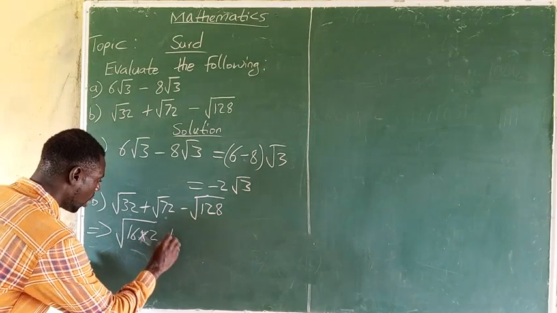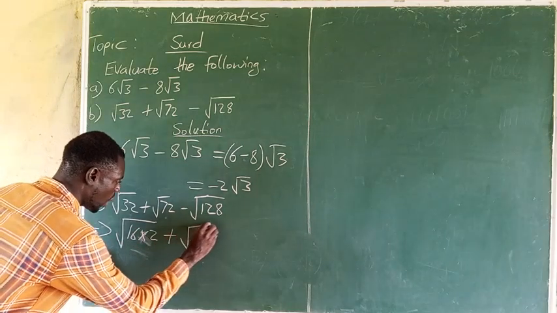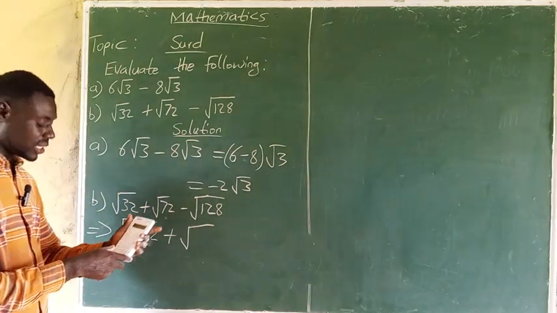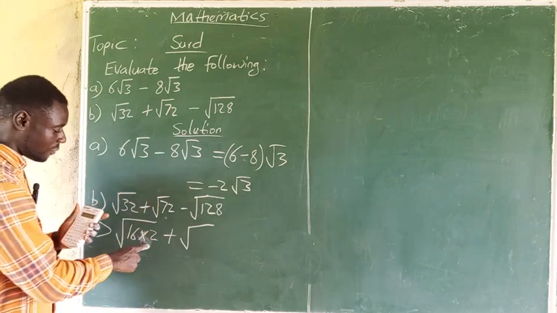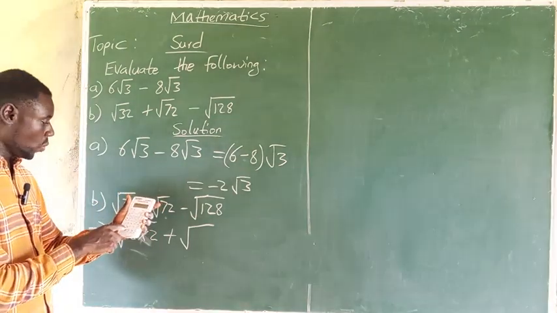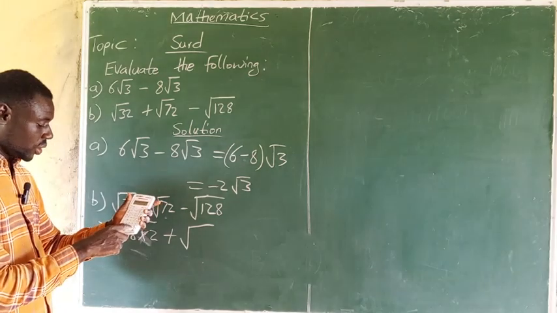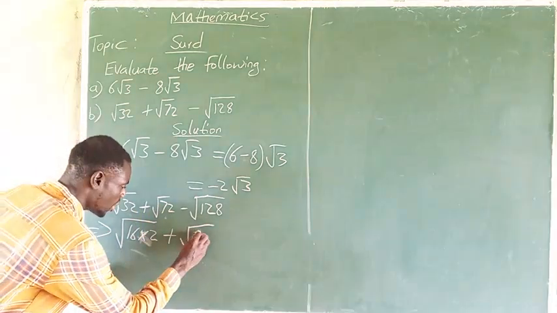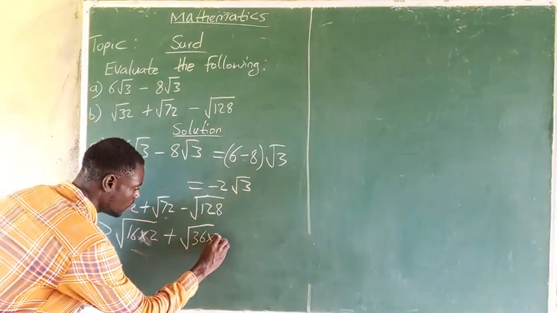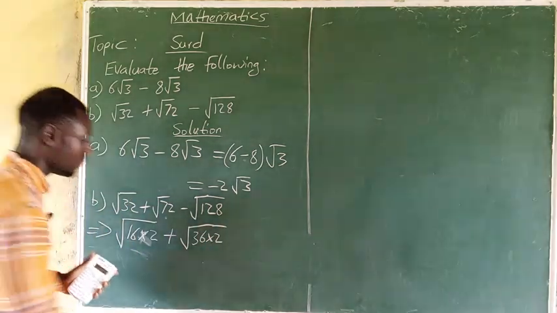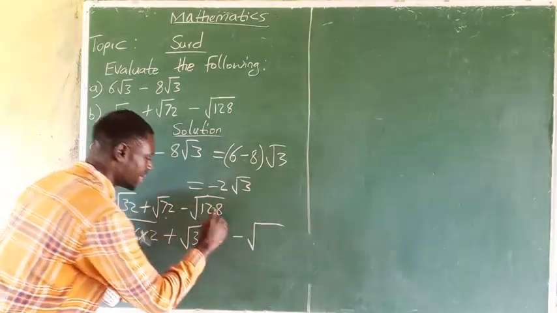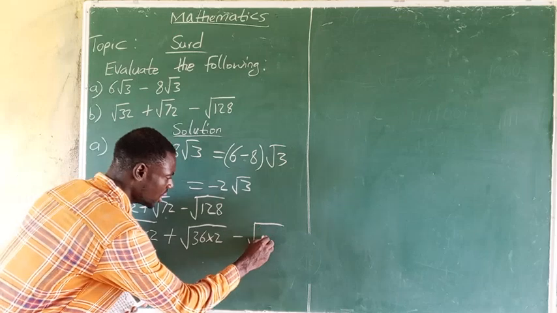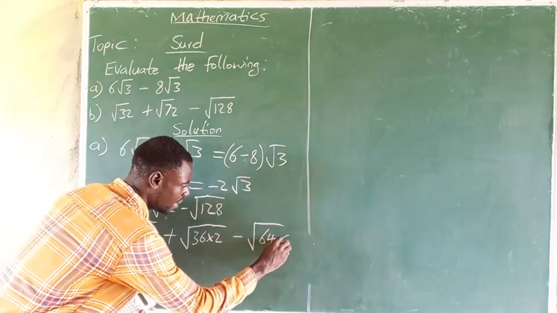So you have plus, now 72. What times what will give you 72? Another pattern is, since you have gotten the 2, press your 72 divided by 2. You will have 36. So 36 times 2 will give you 72. Minus, you break this down again. When you divide this by 2, it will give you 64, times 2.